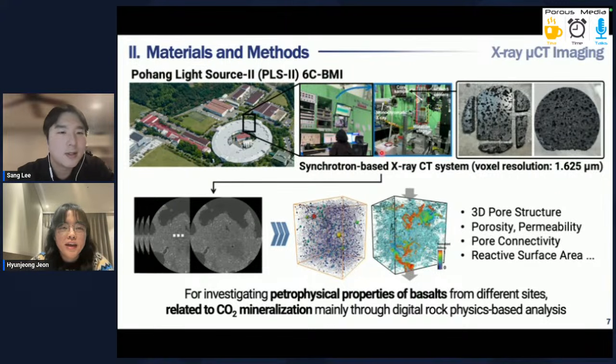I see. Yeah, but it takes very high cost. But we can take images of dynamic image changes by obtaining images.